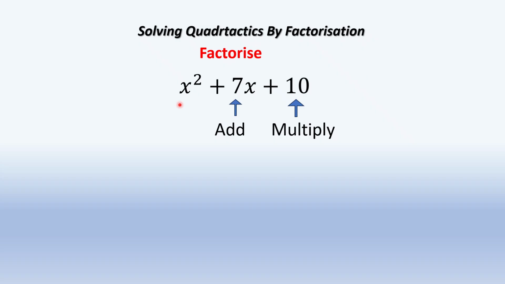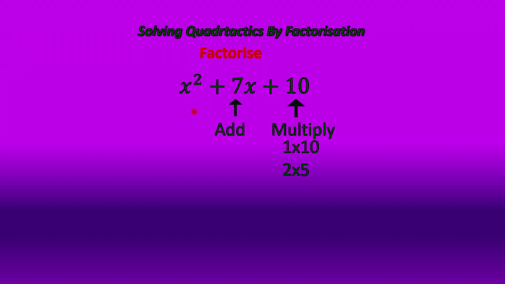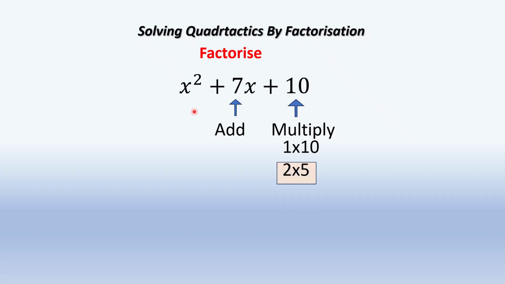I don't. So what I will do is I will just write all the factors of 10. It's 1 times 10 and 2 times 5. This is what multiply to make 10. Now, 1 times 10, if you add them or subtract the 1 and 10, they don't give you 7. So it's not 1 and 10. It's just 2 and 5, because 2 plus 5 is 7.